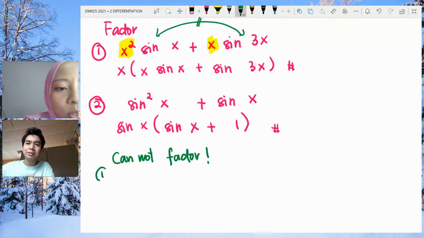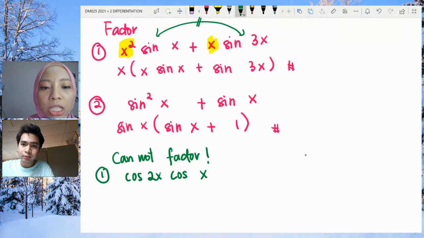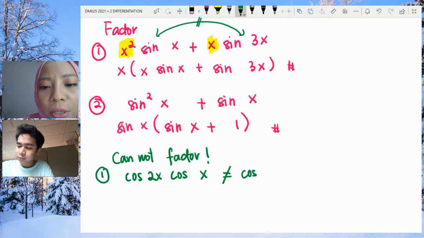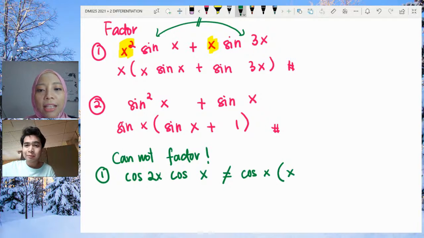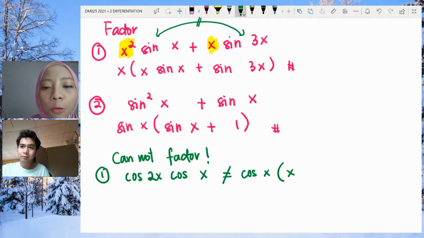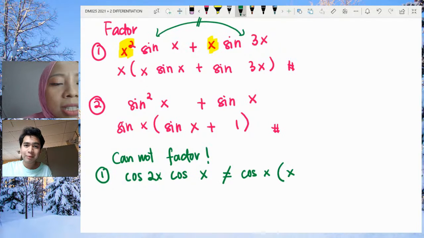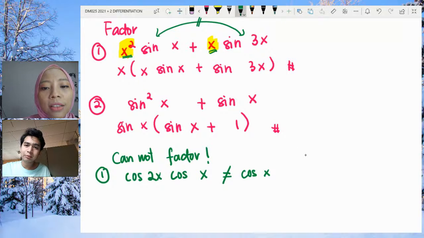Tetapi, function yang angle-nya berbeza, yang cannot factor. Strictly cannot factor. Contoh, macam tadi, cos 2x, cos x. Walaupun ini cos, ini apple, ini orange. Dia tak sama. Tak boleh you nak factorkan jadi apa? You nak factor jadi cos. Habis tu ini tinggal apa? Ini tinggal x. Tak. Ataupun you nak factor x pun tak boleh. Dia angle. Dia bukan polinomial macam yang number one ini. So cannot factor itu.